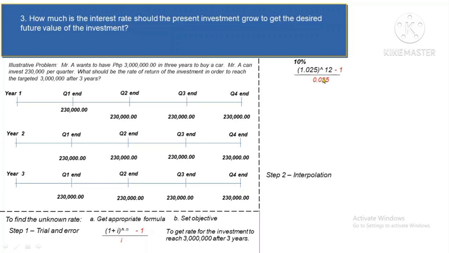If we summarize this, then we're going to get 13.79555, and you multiply that with the quarterly investments of 230,000, then you are going to get 3,172,977, which resulted in a little bit higher than what we are aiming for, which is 3 million. So let's try a rate that is lower than 10% so that we can have an answer lower than 3,172,977. So let's try another.